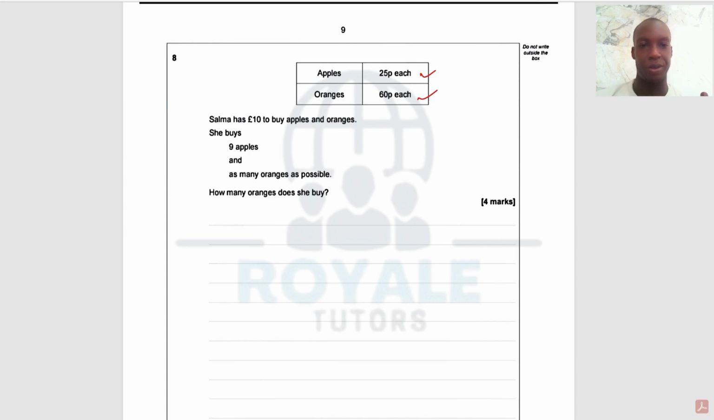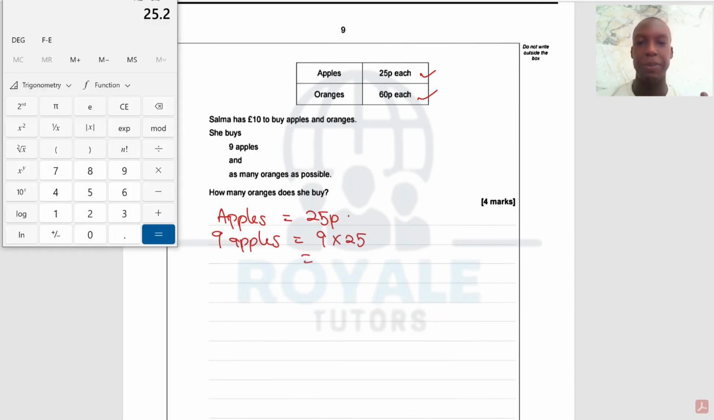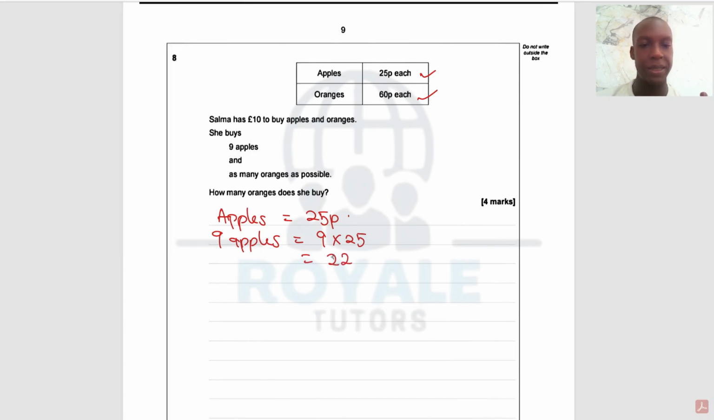Absolutely beautiful question. All right. We know that apples cost 25 pence and she bought 9 apples. The cost of that is just going to be 9 multiplied by 25. And what's 9 multiplied by 25? Of course, that's 225 pence. And don't forget, we can convert this 225 pence into pounds, and that's just going to be, you divide that by 100, and that will give me £2.25 actually.